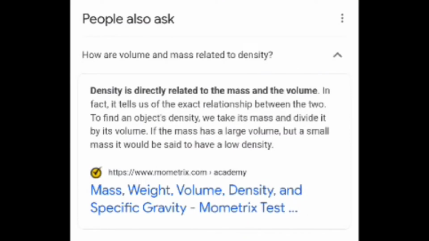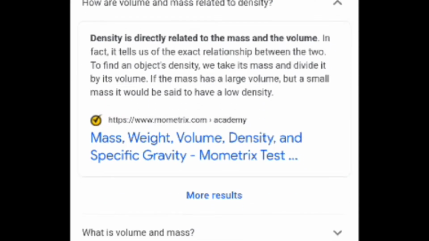Density is directly related to the mass and the volume. In fact, it tells us the exact relationship between the two. To find an object's density, we take its mass and divide it by its volume. If an object has a large volume but a small mass, it would be said to have low density.